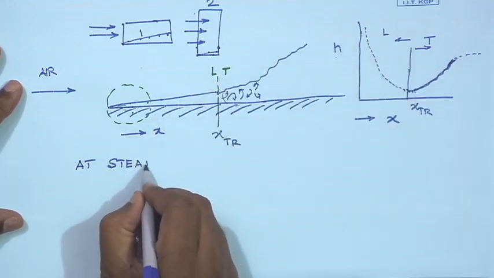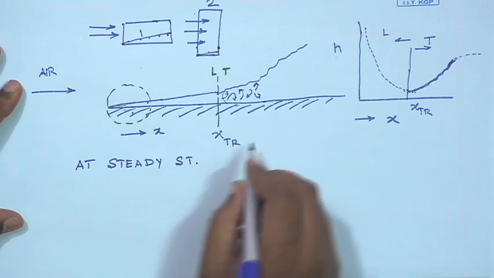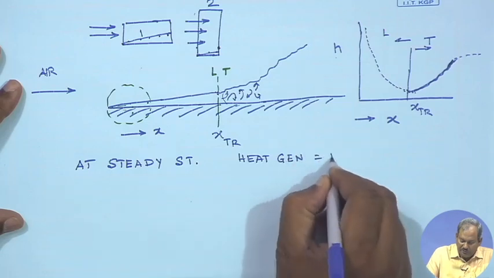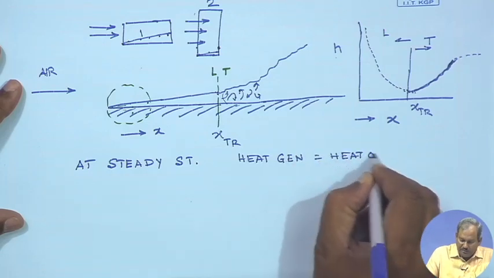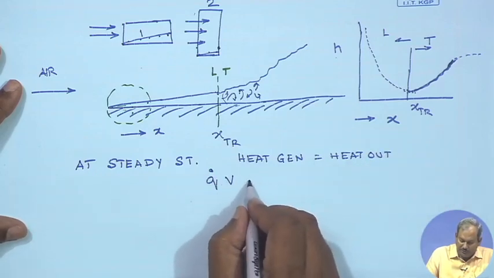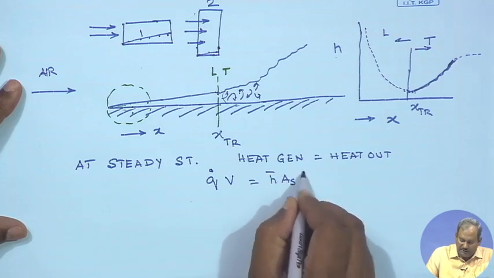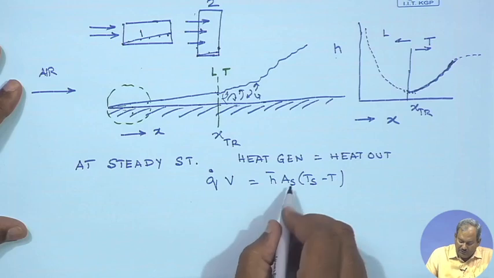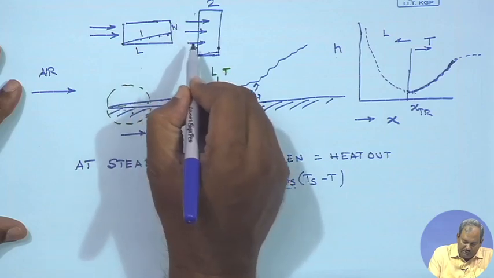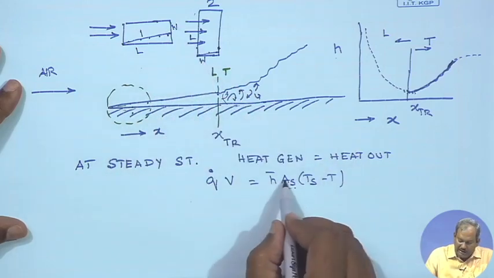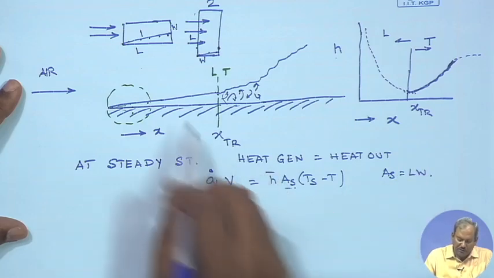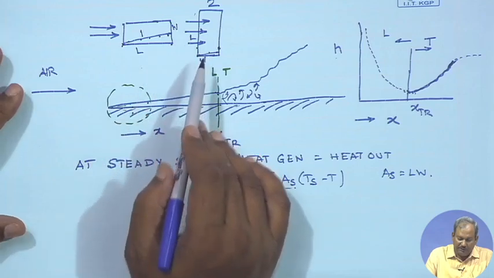So, at steady state what you are going to have is heat generation must be equal to heat out, and heat generation is the Q dot, the amount of heat generation per unit volume times V, would be equal to H bar times A_s times (T_s minus T infinity). So, here A_s is independent of orientation. Here this is length, this is width, this is length, this is width. So, your A_s would always be equal to L times W, but the value of H bar would be different based on how you have placed it over there.